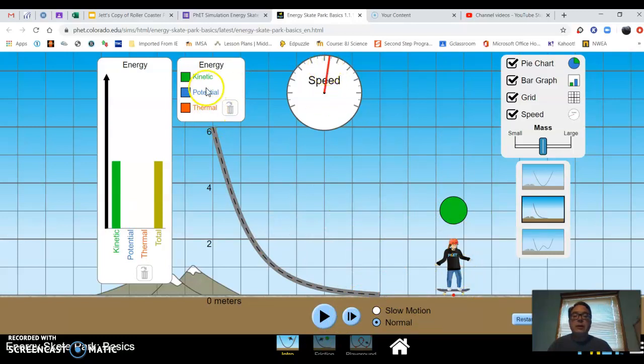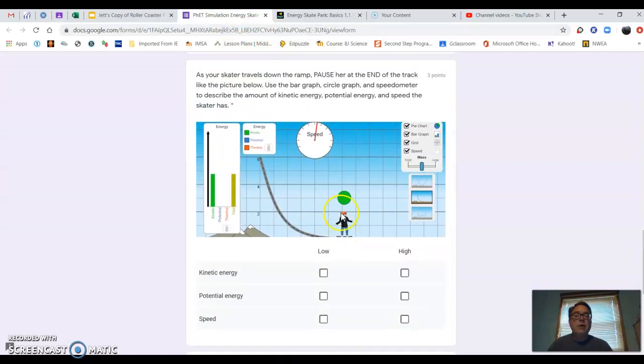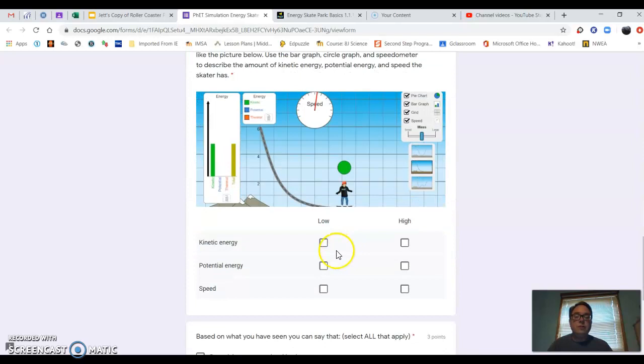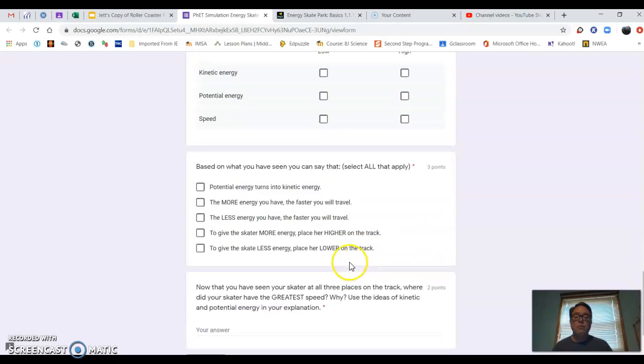So look at the speed, kinetic energy versus potential energy, and over here on the pie chart. Going back, compared with where she was in these last two questions, has her kinetic energy lowered or risen? Same thing with potential energy and speed. Make one choice for each row.